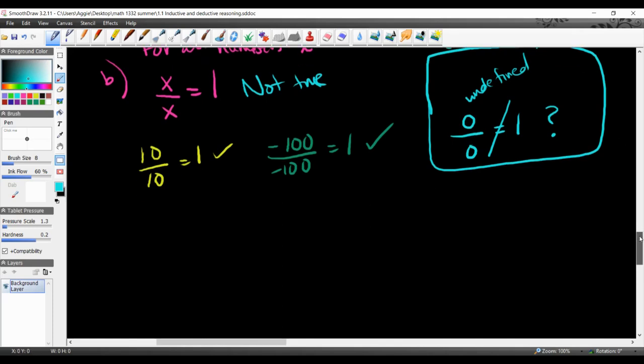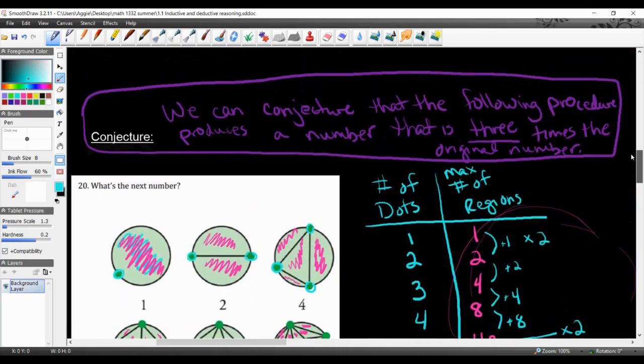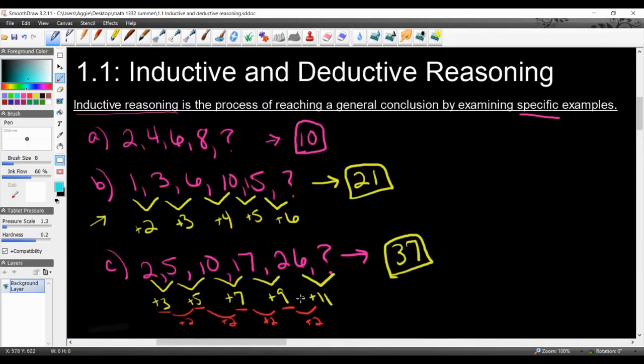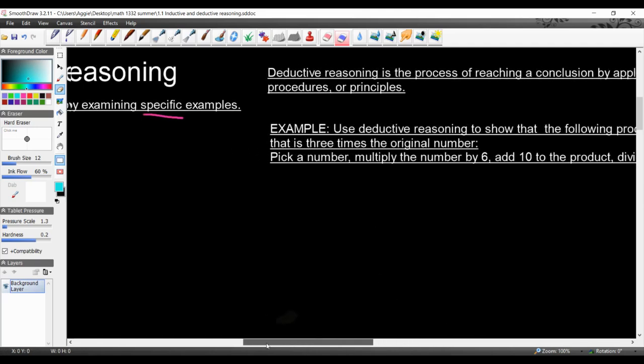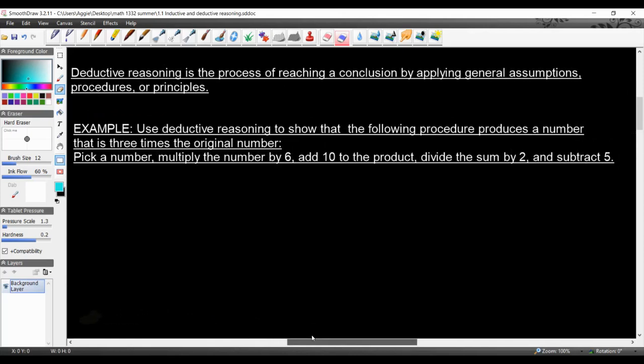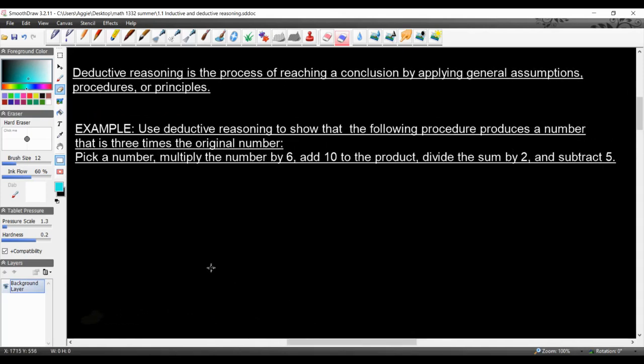All right, so I believe that's it for inductive reasoning for now. I'm going to go ahead and move on to deductive reasoning, because that is the other half of this lesson. So here we go, deductive reasoning. Deductive reasoning is the process of reaching a conclusion by applying general assumptions, procedures, or principles. So the difference with this one is that it's more general, not specific to one exact example.